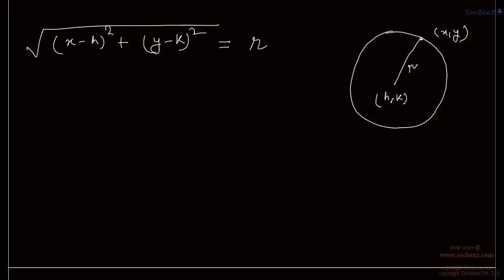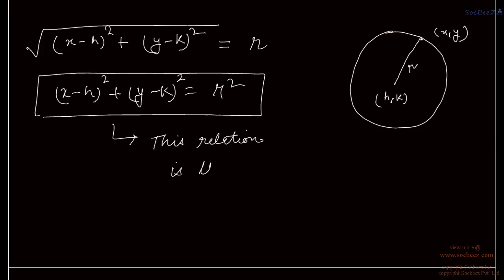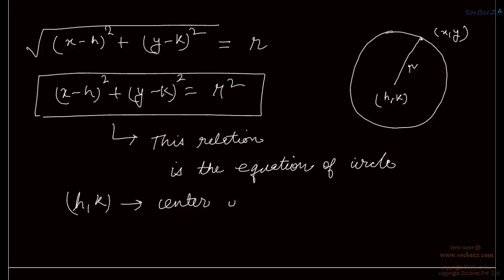So we have a relation between x and y, and the relation is (x minus h) square plus (y minus k) square is equal to R square. So we call this relation as the equation of circle. This is the equation of circle. And where HK is called center of a circle and R is the radius of a circle.